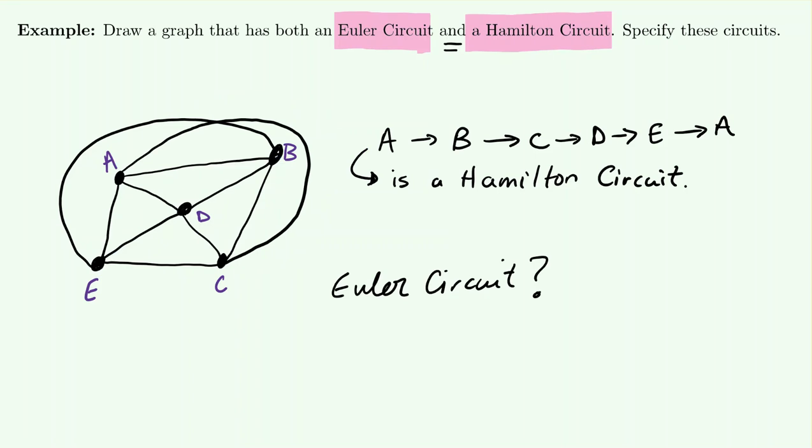Next, if we were asked to find an Euler circuit for this graph, before we just start looking, let's verify that it meets the criteria. Every vertex must be of even degree. Vertex A is degree 4 because there's 4 edges coming from it. Same for vertex B, same for vertex C, same for vertex D, same for vertex E. So since all of the vertices have even degree, then we are guaranteed that we would have an Euler circuit.